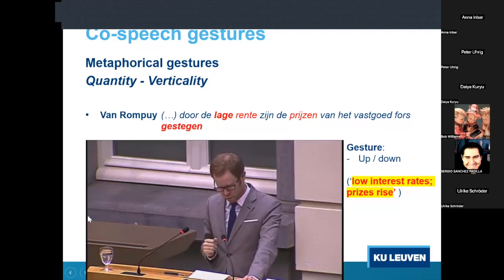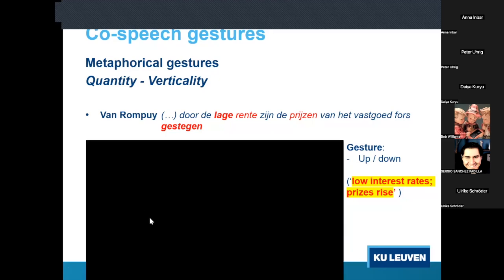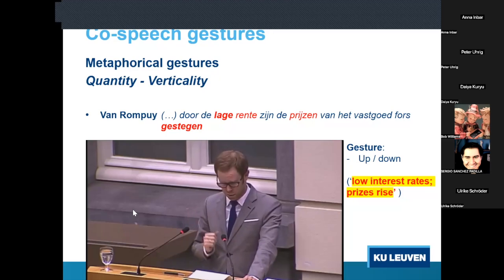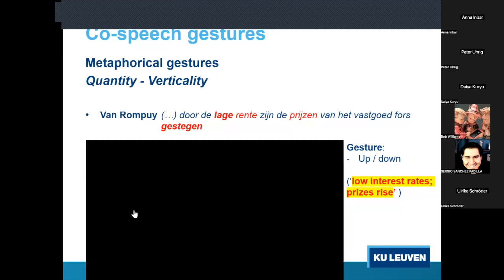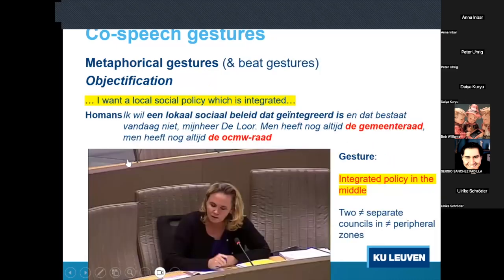All right, just have a look at this brief sentence. Door de lage rentes zijn de prijzen van het vastgoed fors gestegen. I'm going to say gestegen, it's doubled, right? So he uses the metaphor. This is what I've marked in red, the low interest rates and prices rise. So you could say, okay, you could do without the gesturing. Fair enough. I can fill another talk or two maybe on metaphorical gestures. I won't dwell on this too long.